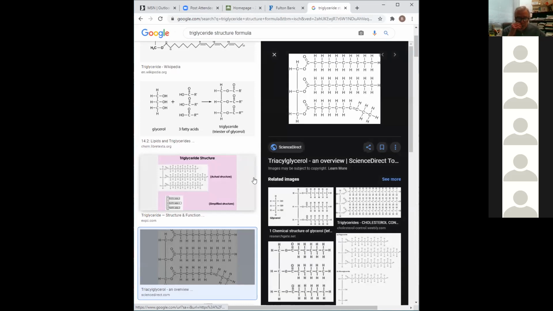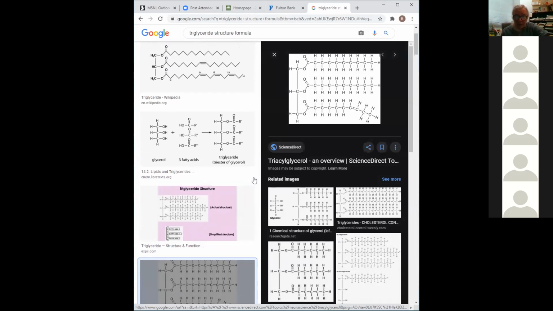Here would be an unsaturated triglyceride. If even one of the fatty acids is unsaturated, we call this an unsaturated fat, and see that kink. So that's why it doesn't pack together as well. So this would probably be a plant triglyceride.